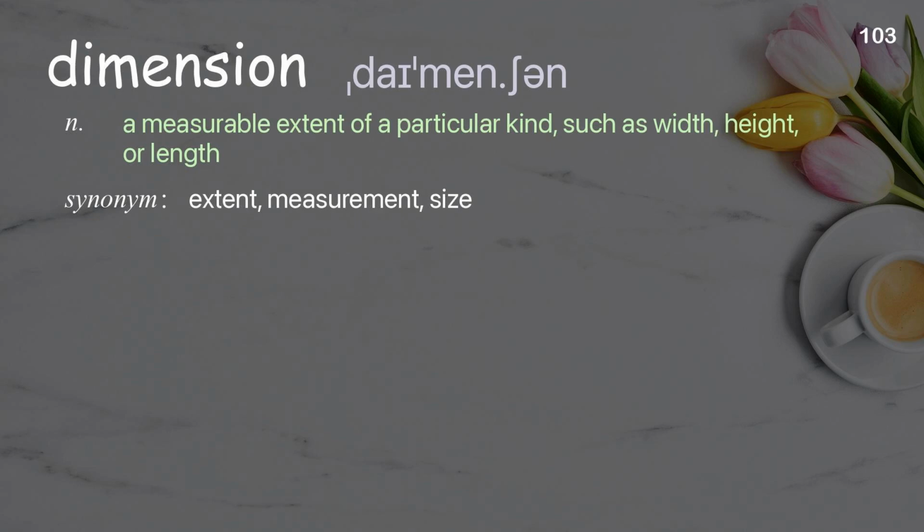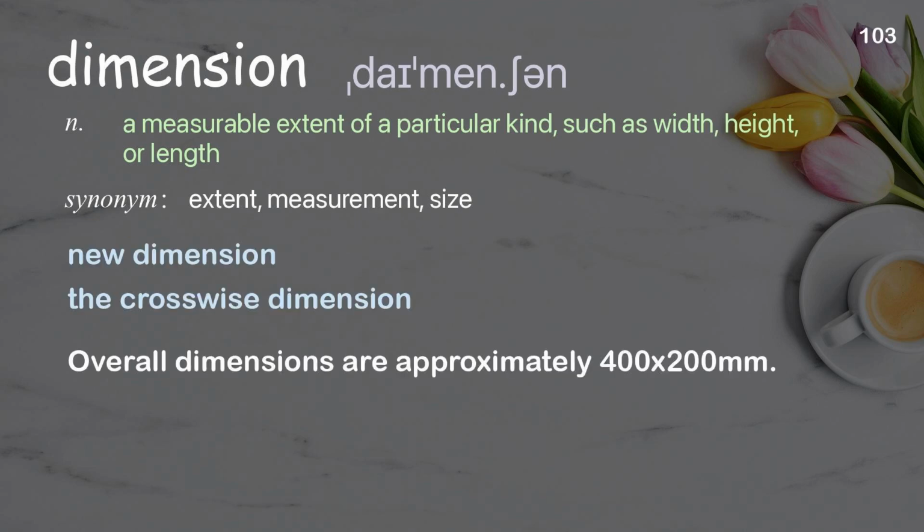Dimension: A measurable extent of a particular kind, such as width, height, or length. Examples: New dimension. The crosswise dimension. Overall dimensions are approximately 400 by 200 millimeters.